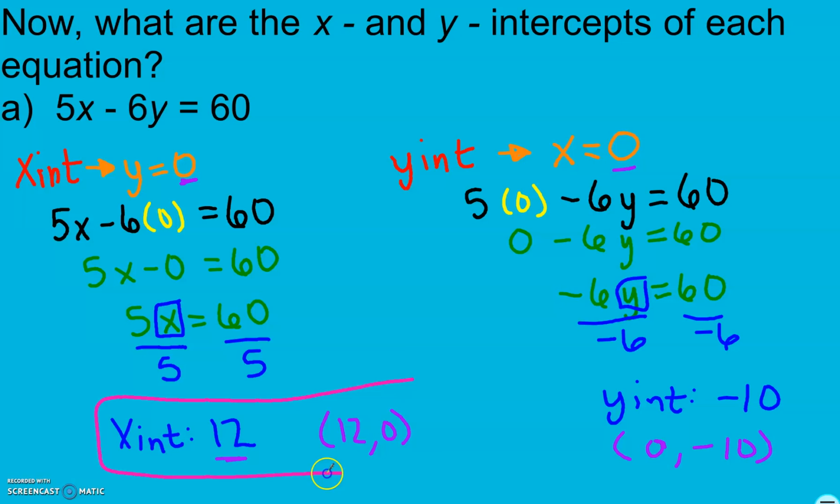So, if you notice here, our process is the same to find an x and a y. The only difference is where we plug in a 0. So to find an x-intercept, my y value is 0, I plug in a 0 for y. To find a y-intercept, I plug a 0 in for x and solve for y.